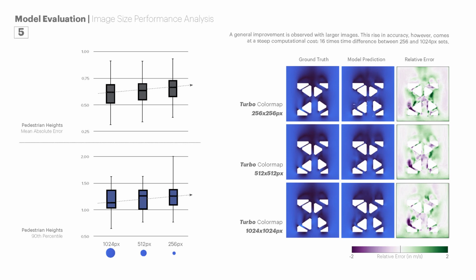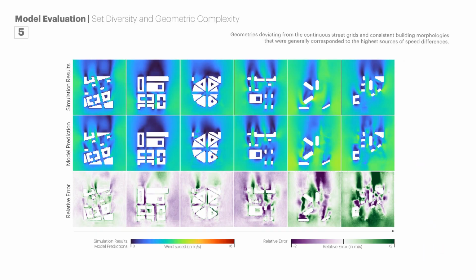General improvement was also observed with larger images; the rise in accuracy, however, comes at a steep computational cost, with a 16 times time difference between 256 and 1024 pixels at training. And when we started looking at the geometries and diversity and the impact of that on the results, we found that the geometries deviating from the continuous street grids and consistent building morphologies were generally associated with the highest sources of speed differences.